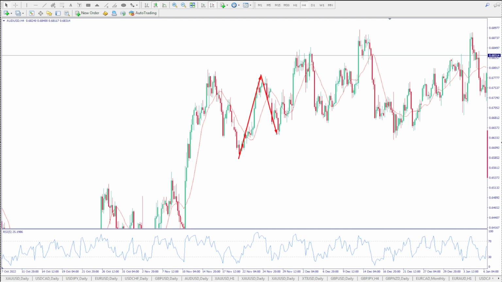At the pullback, I will enter long. I will enjoy this rally. Why? Because this is C and this is D. So I trade C to D. I trade B to C.